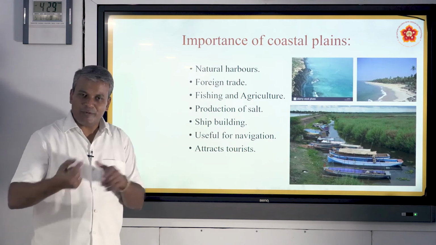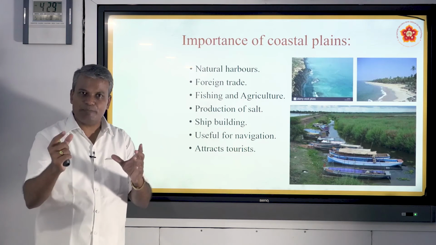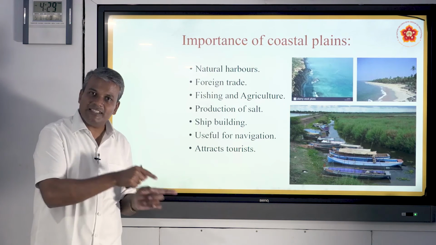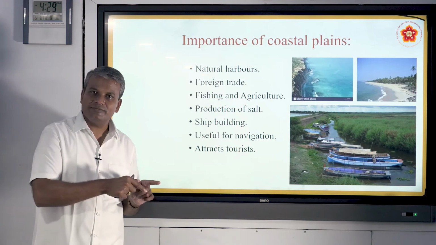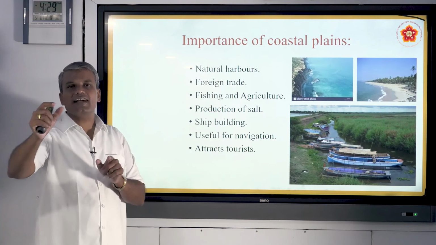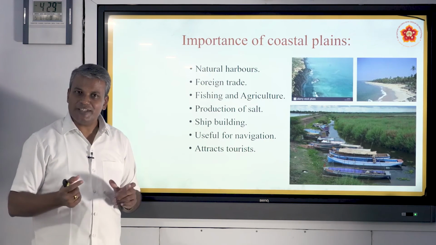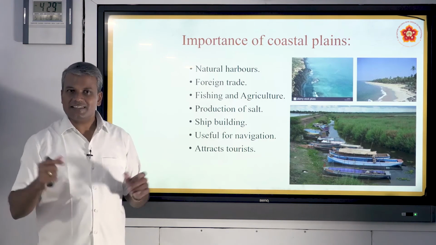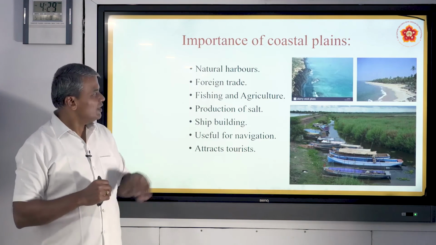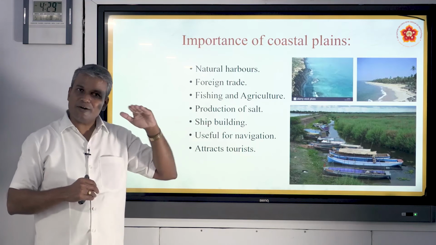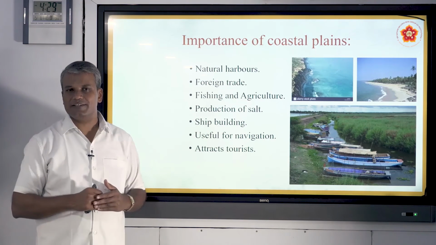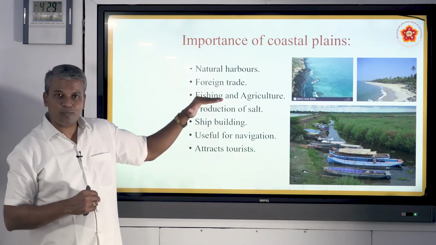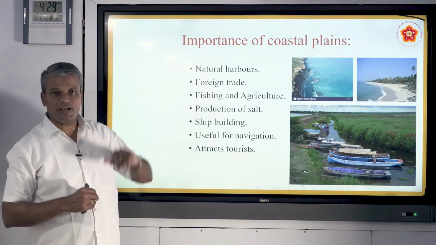Secondary means producing another product from these products, for example clothes made of cotton. Cotton is obtained directly from nature, that is primary activity. Preparing clothes from cotton is secondary activity. And the third one is tertiary activity, which is supporting, meaning transport and communication. These are the occupational structures. Fishing and agriculture are the major primary activities, mainly encouraged and supported by these coastal plains.